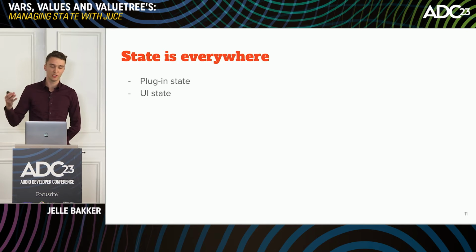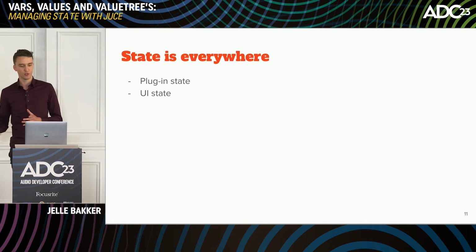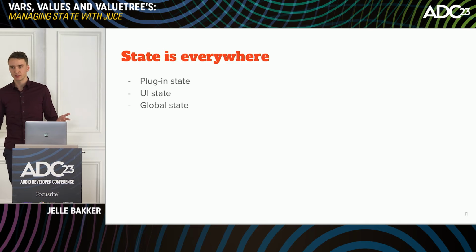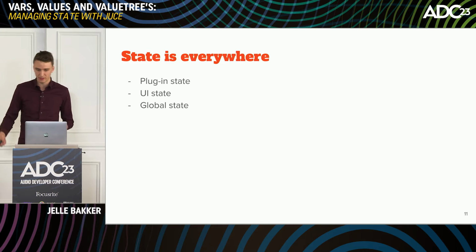There's also potentially UI state. This could be part of plugin state, could also be completely separate. If you're not having a plugin but a different kind of app, you might just have a UI state. Maybe you don't have audio at all, just have a UI. There could be a global state, like preferences. It's a state that's shared between multiple instances. If you run a plugin, you might have preferences you want to share between the plugins.